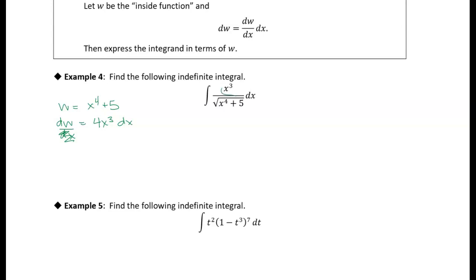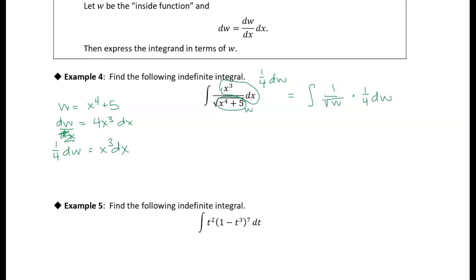I would probably like to put these two things together and make a substitution. So what I'm going to do is I'm going to divide both sides by 4. So I get 1/4 dw is equal to x cubed dx, and then you can see wherever I have x cubed dx, I can replace it with the 1/4 dw. Okay, and then down here, this is my w. So what I end up with is the integral of 1 over the square root of w times 1/4 dw.